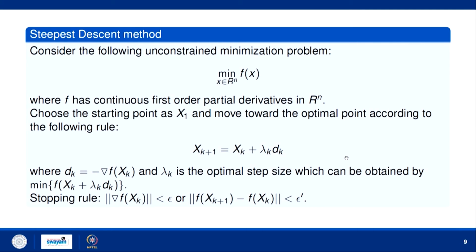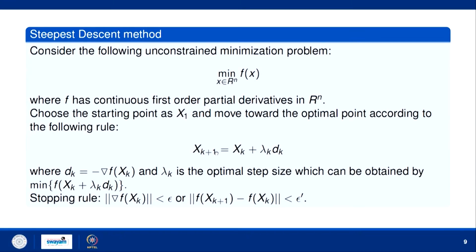First, we will see a few properties of this, and what the stopping rule is, that is, up to how many iterations we have to perform. We first start with x 1, then find x 2, x 3 and so on. So, the stopping rule is either the norm of the gradient of f at x k should be less than epsilon, where epsilon is a tolerance level which will be given to you, or the norm of the difference of the values of f at two successive iterations should be less than epsilon dash. That is the stopping rule.